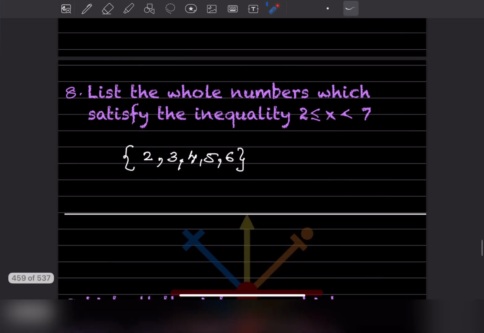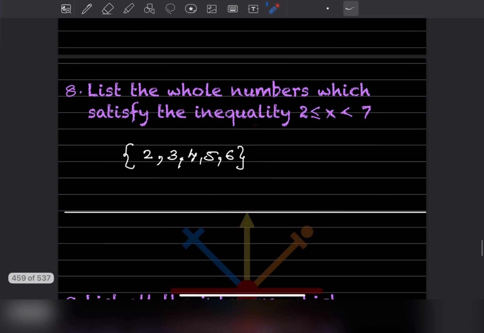Now list the whole numbers which satisfy the inequality 2 is less than or equal to x is less than 7. Here it is less than 7, which means we don't have to include 7, but here because it is equal to, we have to include the 2. Since 7 is not included, the last number should be 6. So in between 2 and 6, the whole numbers which satisfy this are 2, 3, 4, 5, 6, because 2 is inclusive because this is equal to.